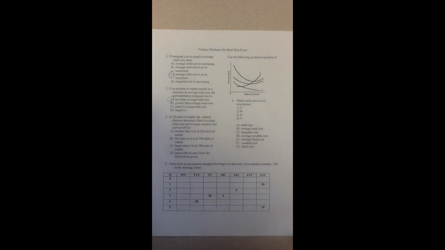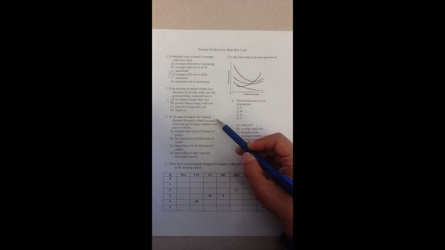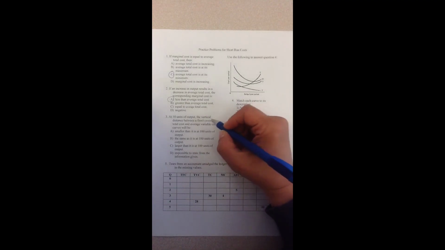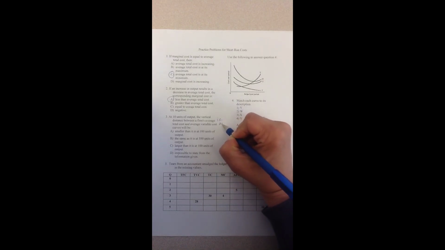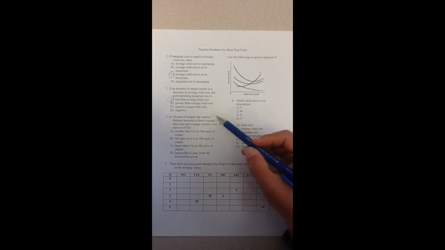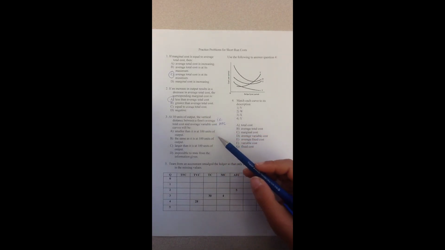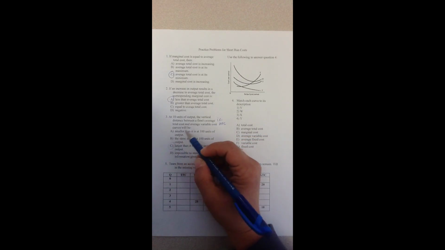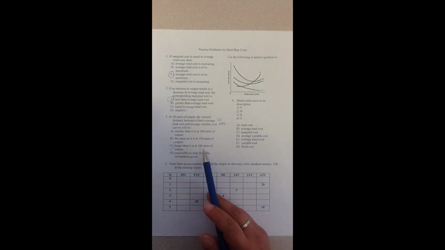Pulling it down. Okay, so anytime that average total cost is falling, that's because marginal cost is below it. So the vertical distance between average total cost and average variable cost, that is average fixed cost. So how does average fixed cost compare at 10 units of output to 100 units of output? Well, it's larger. So average fixed cost is larger at 10 units of output than it is at 100 units of output, since it's decreasing.